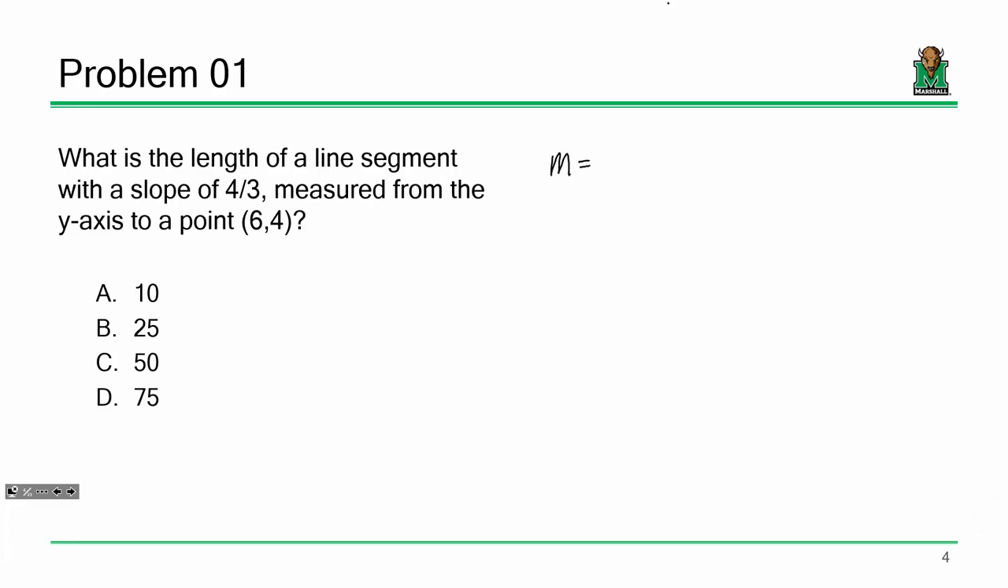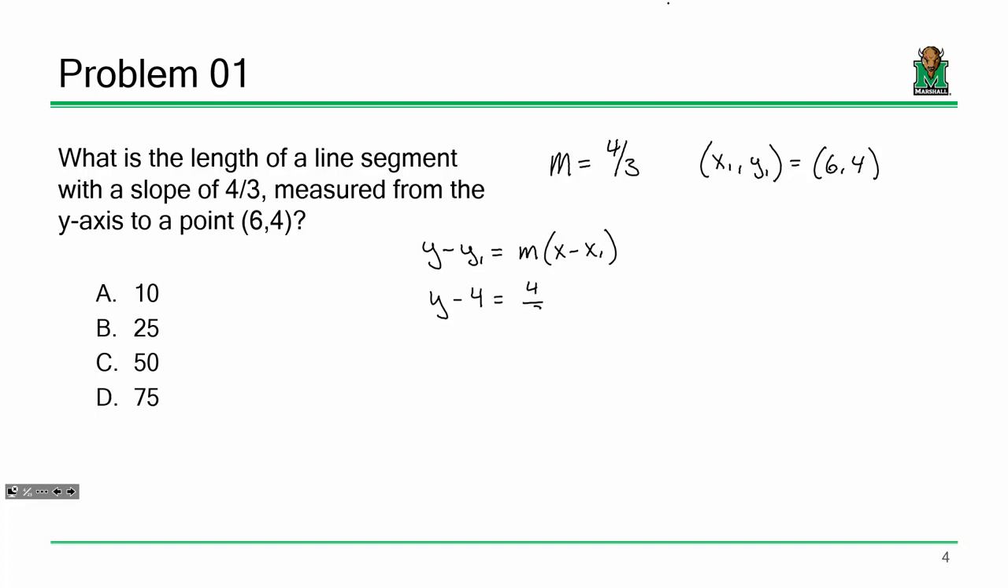So m is 4/3, and then x1, y1 is (6, 4), right? That's a little better to read. Okay. So with that, we should be able to get an equation for the line fairly straightforwardly, because this is just the point-slope formula. We have a slope and we have a point. So y minus y1 is m times x minus x1. So that's y minus 4 equals 4/3 times (x minus 6), right?